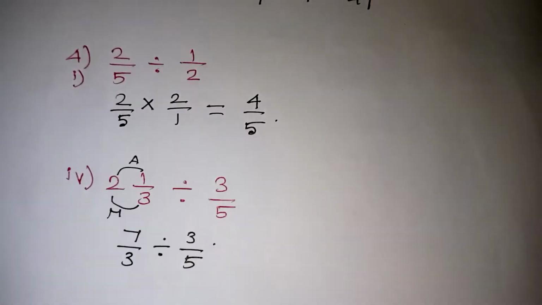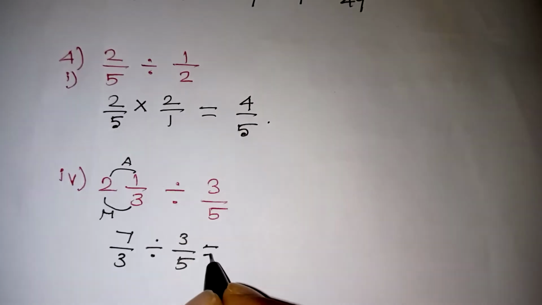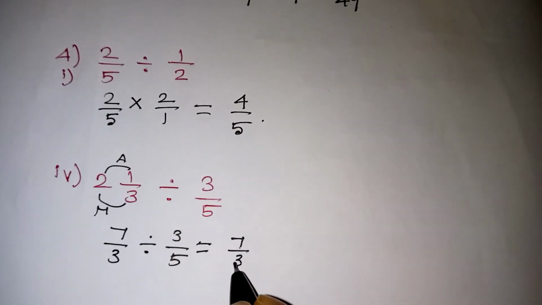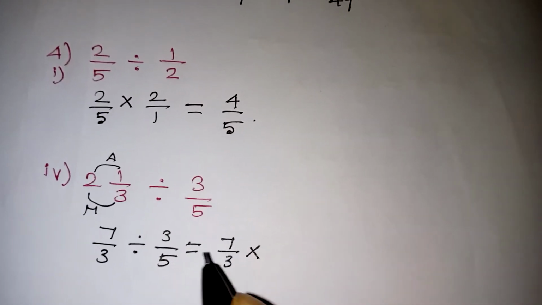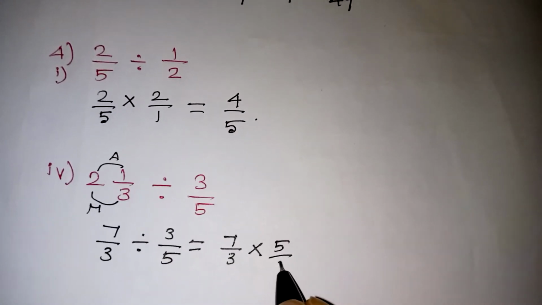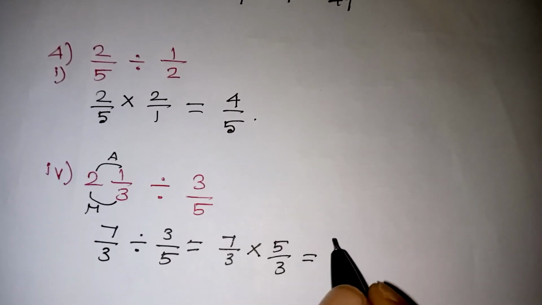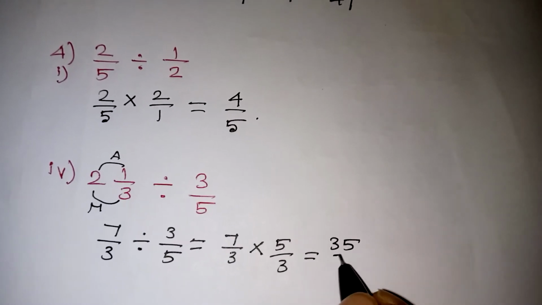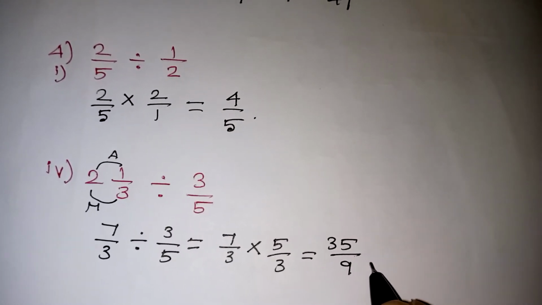So after converting we are going for multiplication. So the first number you write as it is, division symbol will become multiplication, this term will become reciprocal, 3 by 5 will become 5 by 3. So 7 5s are 35, 3 3s are 9. So that is your final answer.